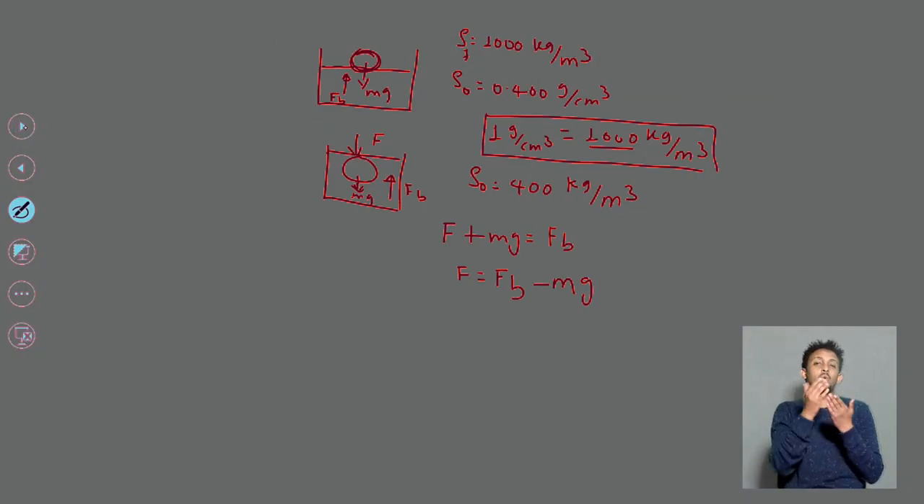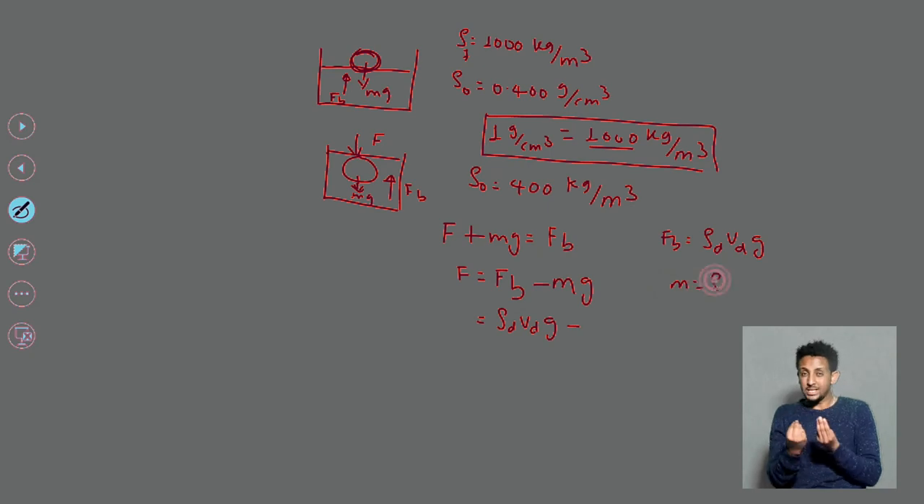What does buoyant force mean? Previously, we know that the force of buoyancy can be given as the density of the displaced fluid times the volume of the displaced fluid times gravity, minus mass times gravity, where mass is the mass of the tennis ball. Mass can be given as density times volume. Therefore, density of the object, the tennis ball, times the volume of the object times gravity g. You can express it like this.